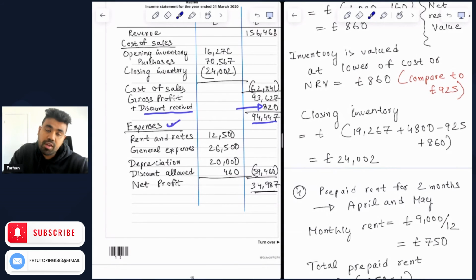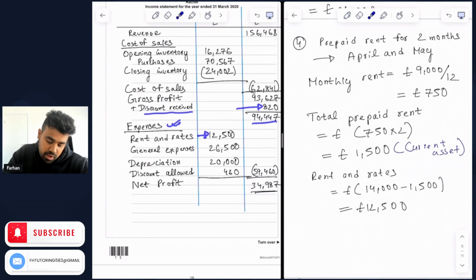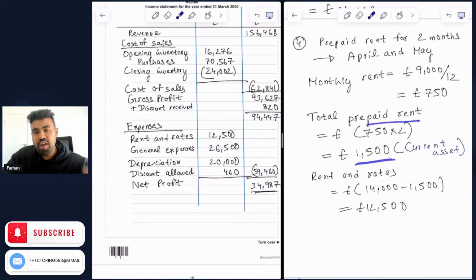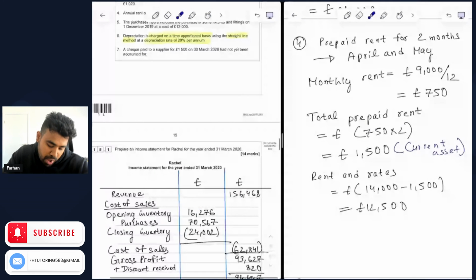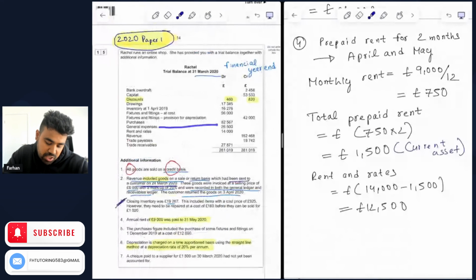Then we take care of all the expenses that we have, starting with rent and rates. Rent and rates, the final expense is £12,500 because we had to remove £1,500, which refers to prepaid rent for the months of April and May in the next financial year. And you would be including that as part of the current asset section in the balance sheet or the statement of financial position. Then we have general expenses of £26,500.